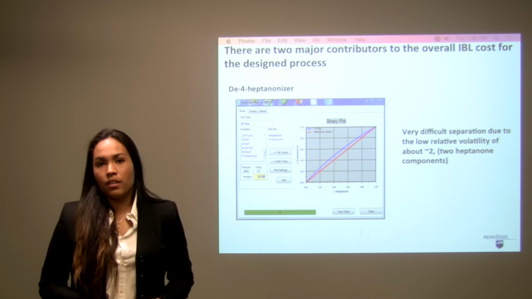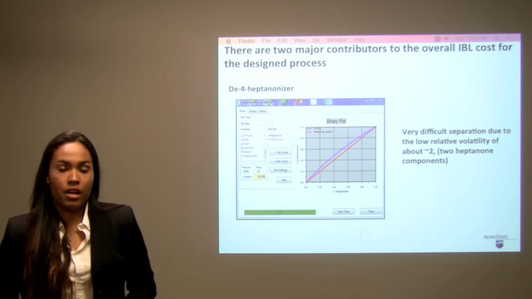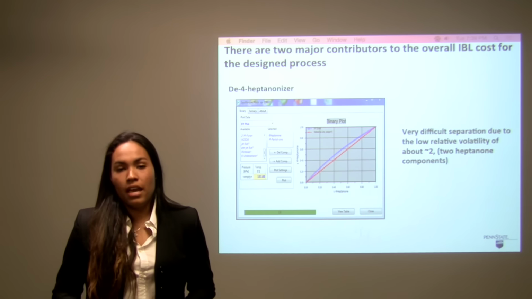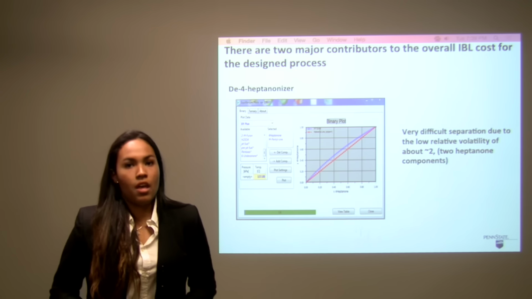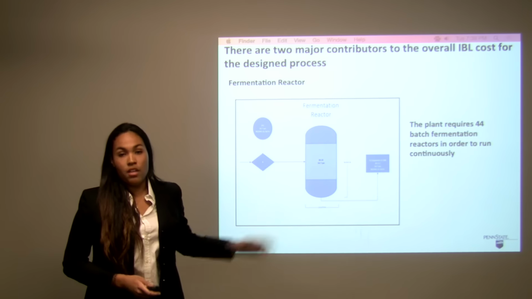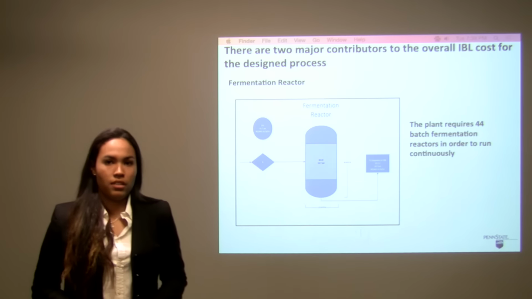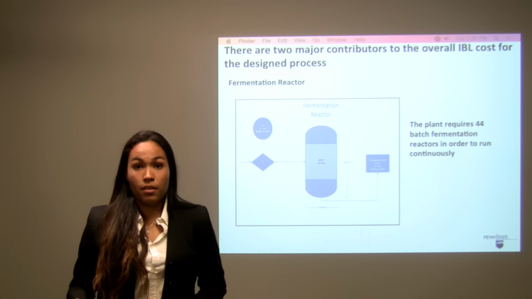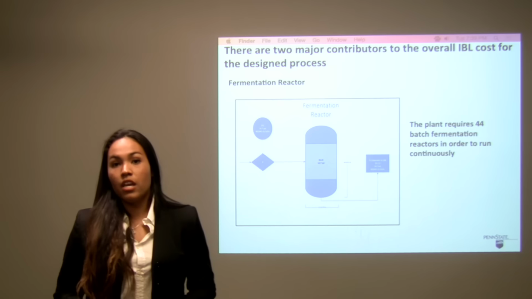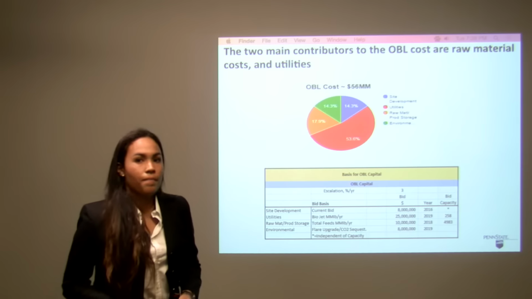We went about this deciding to get 2 columns instead. Now, each one requires 80 trays, but this, of course, still involves a high utility cost, and they are very big towers. The second contributor for the IBL is a fermentation reactor. 44 reactors are needed in order to make this process continuous. Our team suggests that we would go about this by increasing the size of the reactor in order to decrease the number of reactors needed. Now, let's discuss the OBL.